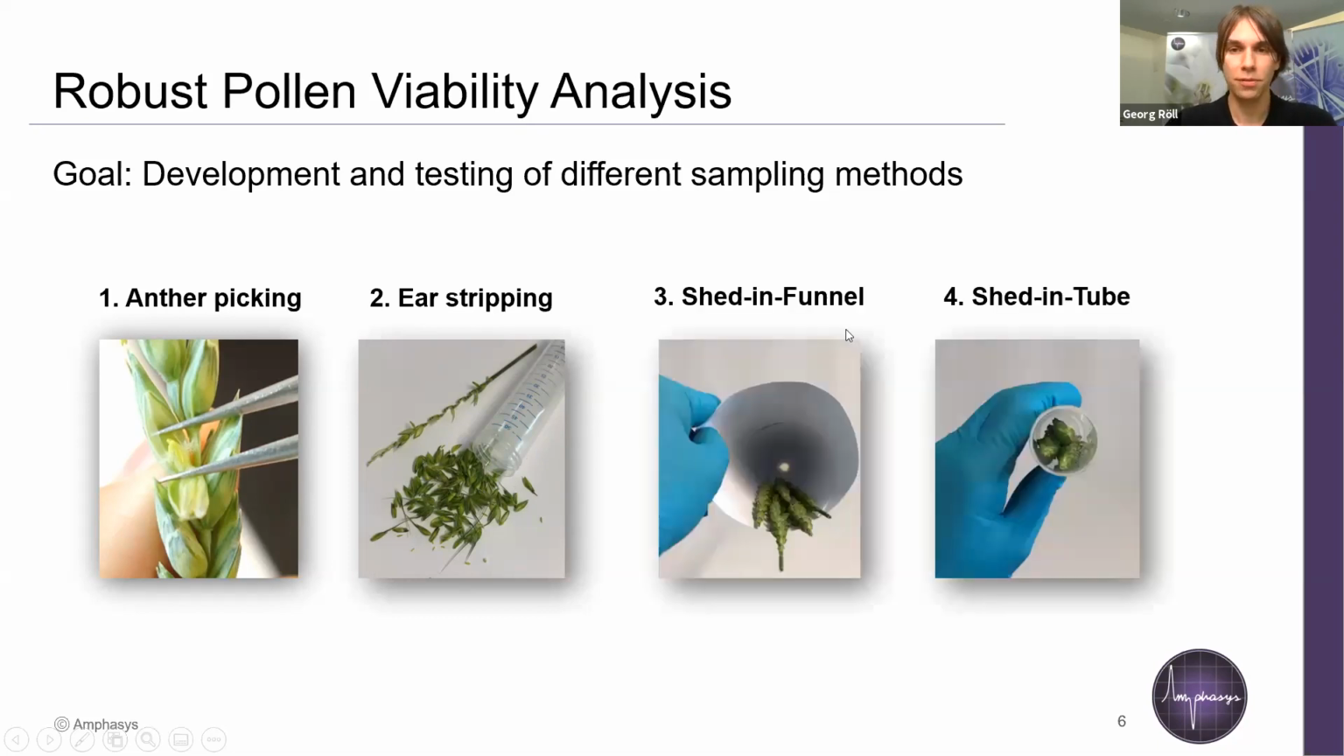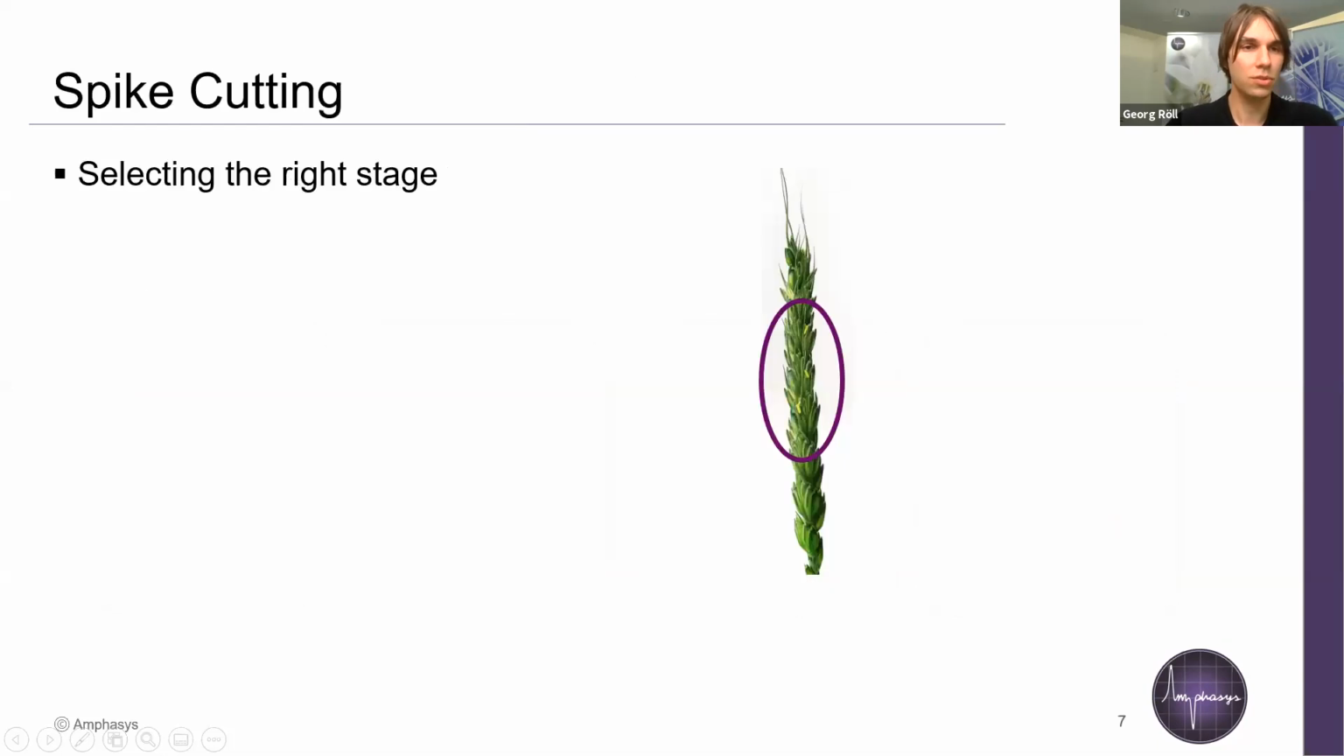The third and the fourth method are actually quite similar. There was the so-called spike cutting method used. I will introduce you to that later on. Basically we cut off the spikes, and then we put them upside down in a paper funnel and also in a falcon tube. And let me just show you here the spike cutting method.